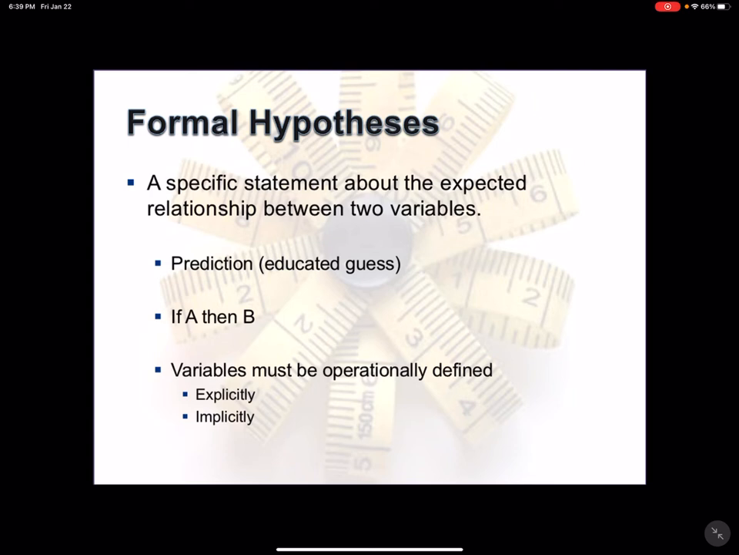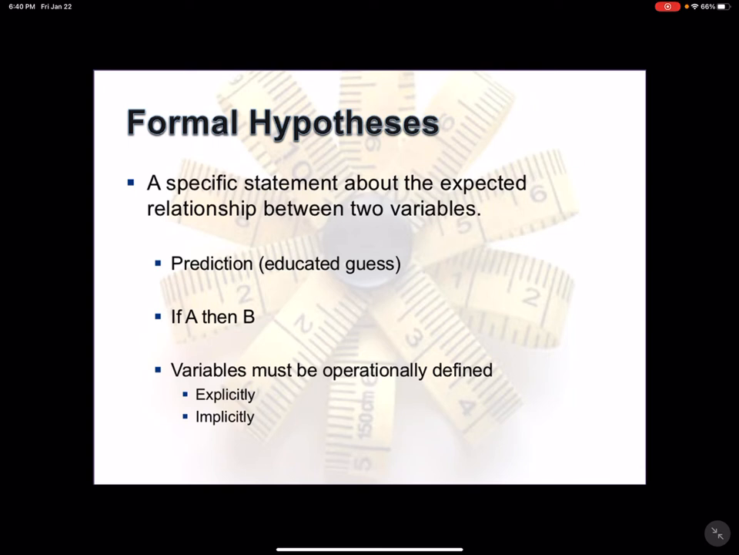Or let's say, for example, males aged 18 to 21 will have higher self-esteem than females aged 18 to 21. In most cases, we don't really need to define male or female, but self-esteem we would want to define. So if we saw that statement in a research article, if we wanted to know how they defined self-esteem, we would turn to the measure section and they would say self-esteem was measured by the Rosenberg Self-Esteem Scale, a test of self-esteem. And then we'd know what their operational definition is.